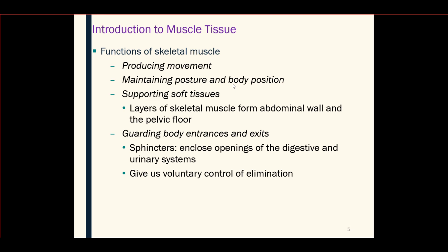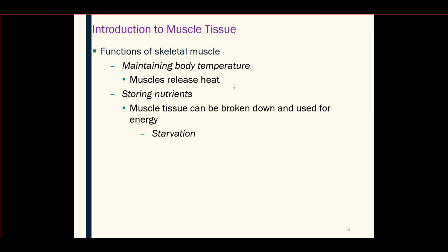We also see that some skeletal muscles are more circular in shape. They're going to enclose openings of the digestive system as well as the urinary system. We refer to these as sphincters. And these basically are under conscious control. So they give us voluntary control of elimination. Or let's say someone has to go to the bathroom and the bathroom is not nearby. These sphincters can be contracted to prevent elimination until the time is appropriate.